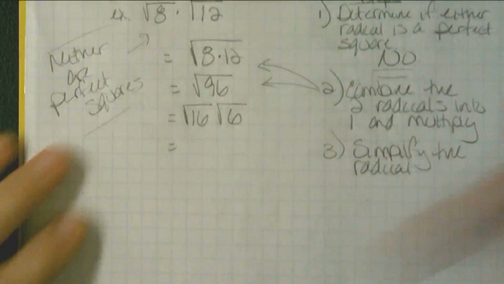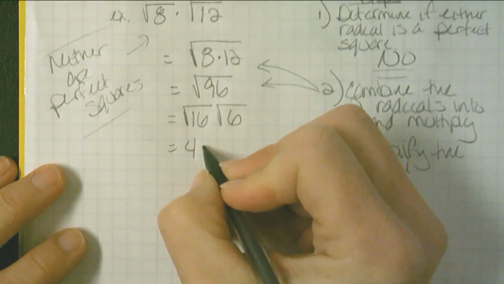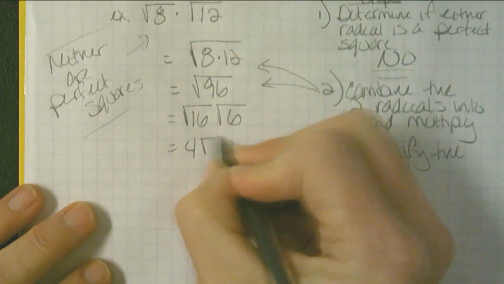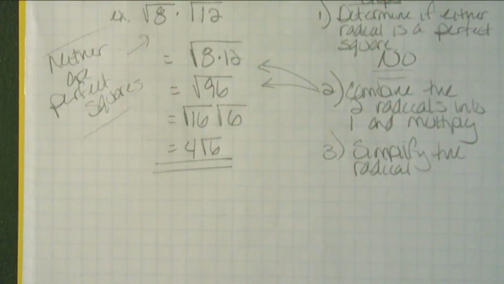4. Excellent. So I have 4 times... Does 6 have a perfect square factor? Nope. So this is simply 4 times the square root of 6. Questions on this? Yes. So, technically, if you wanted to, can't you just use the numbers you started with?